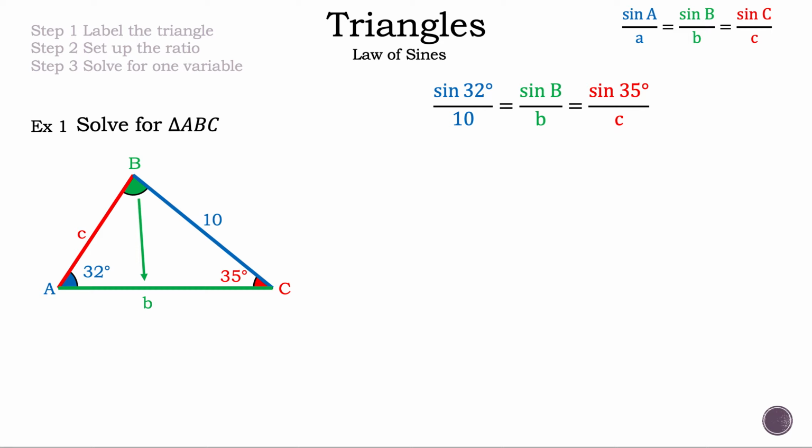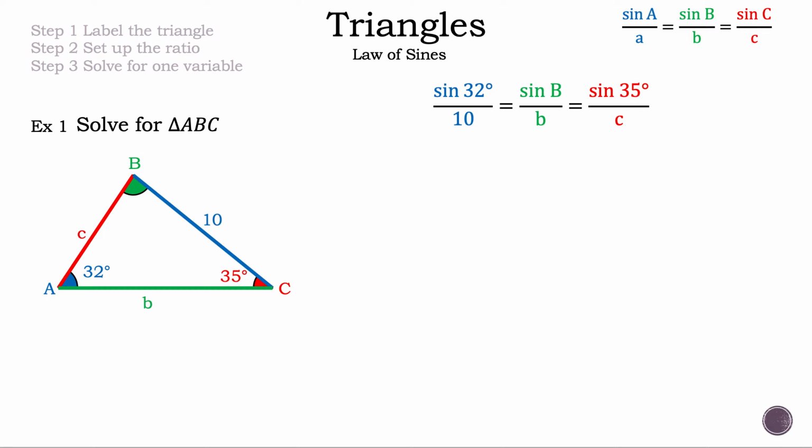And next, we're going to take a look at the 35 degrees and write sine of 35 degrees over our side. Since we don't have it, we write C. And that is how we write the ratios. Now, does it matter where we start with A, B, or C? No. But as long as you keep it the same throughout, you'll be golden.